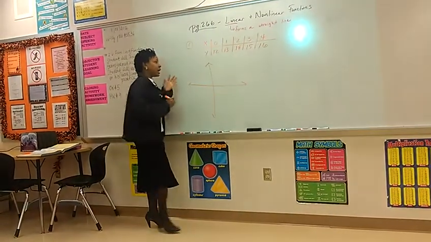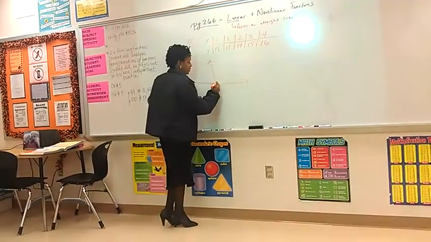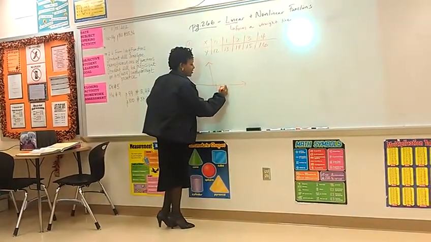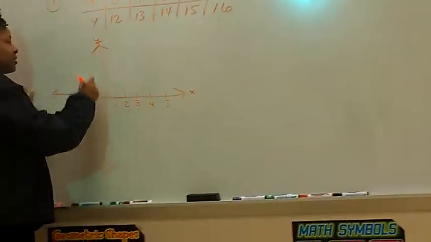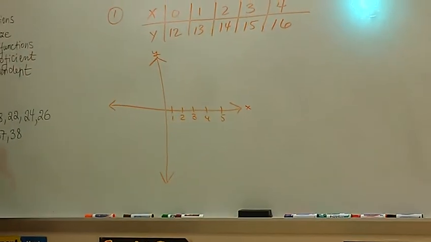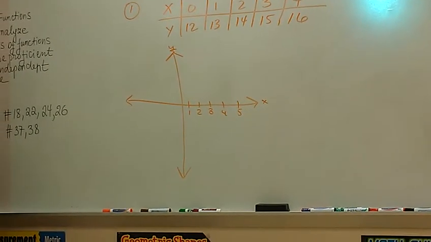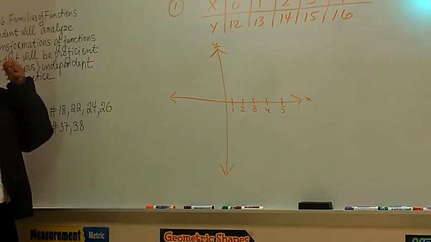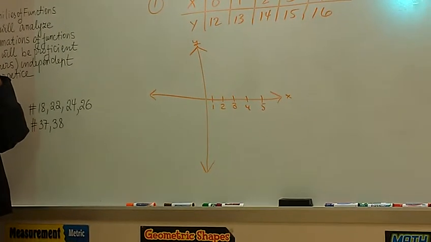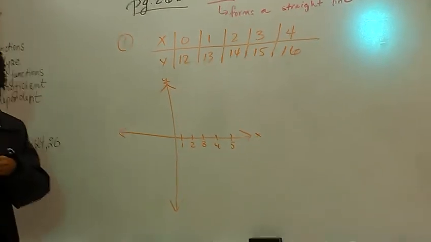Okay. Now the x's go from 0 to 4. So what should we count by? Ones. Okay. And the y's go from 12 to 16. Fours might be good. I didn't think of fours. I'm going to say threes.